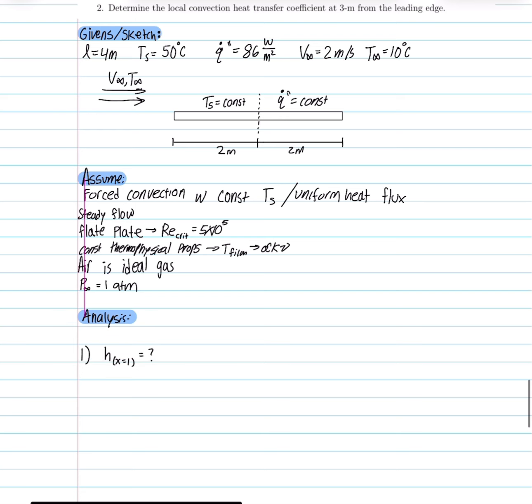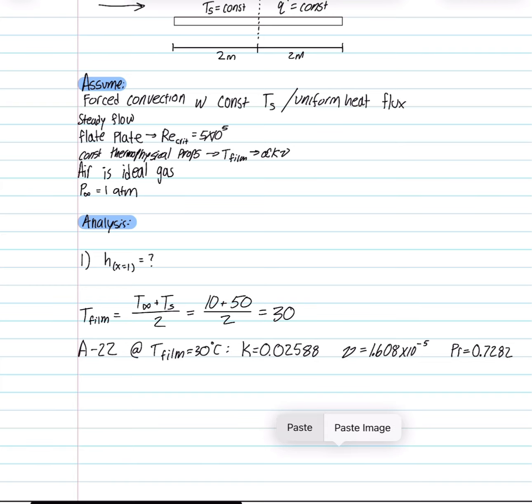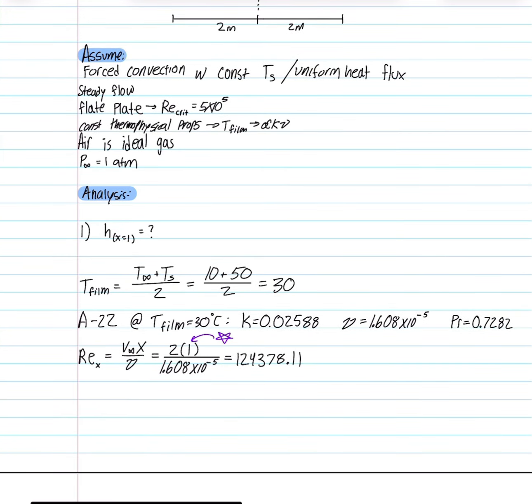You need that to use table 8.22. So first we're trying to find the heat transfer coefficient at 1 meter. So you just treat this as a normal problem. We're trying to find the heat transfer coefficient for surface temperature when it's constant. So you find the T-film, then you use T-film to find your thermophysical properties, and then you use your thermophysical properties to find Re at that specific location, so at 1 meter.